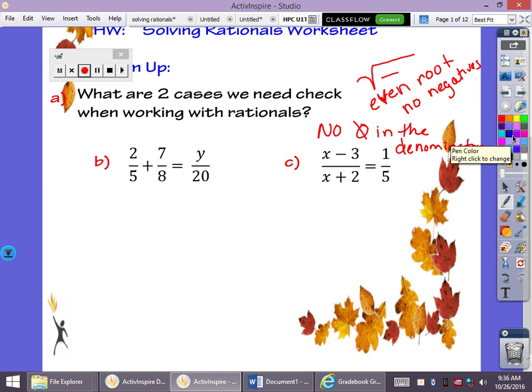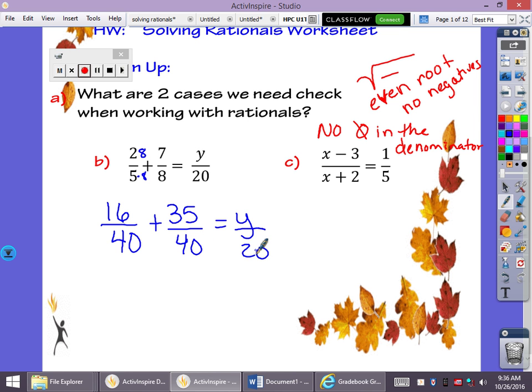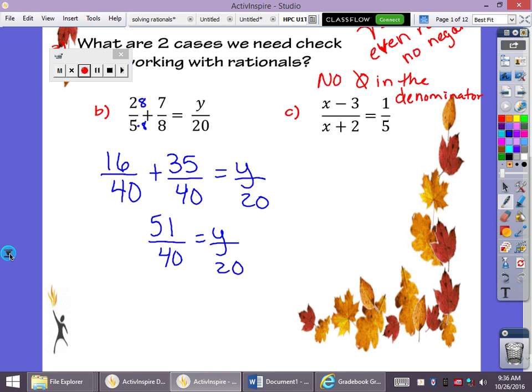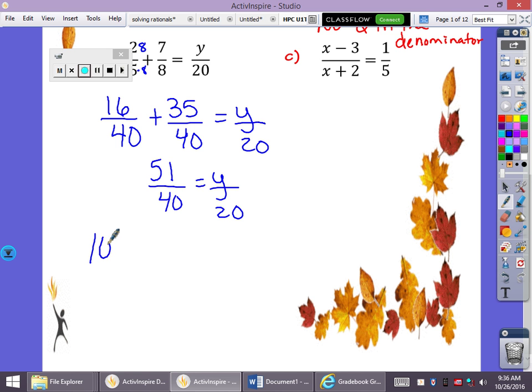I need a common denominator, which is going to be 40, which means this gets an 8 and an 8, so 16 over 40 plus 35 over 40 equals y over 20. Okay, so believe it or not, you're solving rationals as your warm-up before I gave you any instruction, but you used your skills. So 51 over 40 equals y over 20. There are two ways to solve this. Cross multiply.